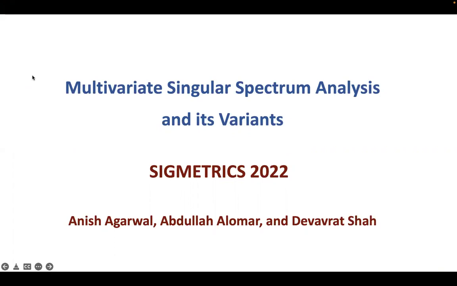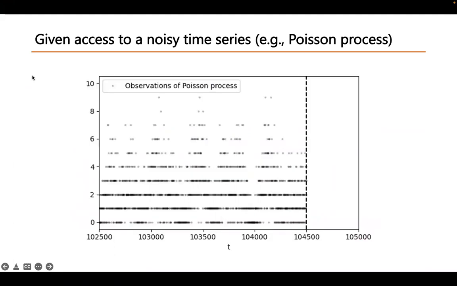Hi, this is the presentation for Sigmetrics for this paper called Multivariate Singular Spectrum Analysis and its Variants. My name is Anish Agarwal, and this is joint work with Abdullah Alomar and Devavrat Shah, which was done while we were at MIT.